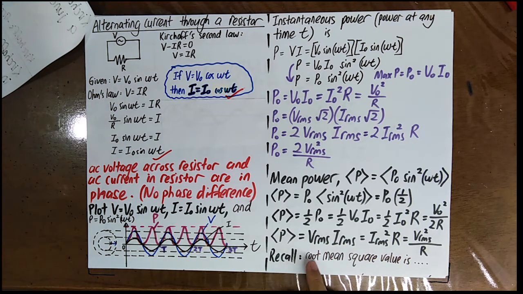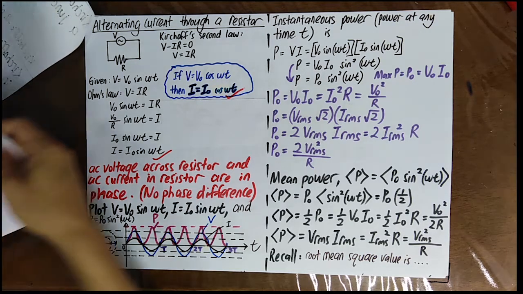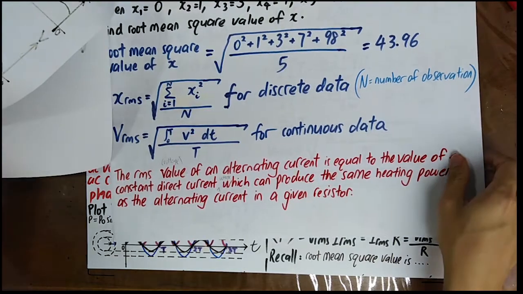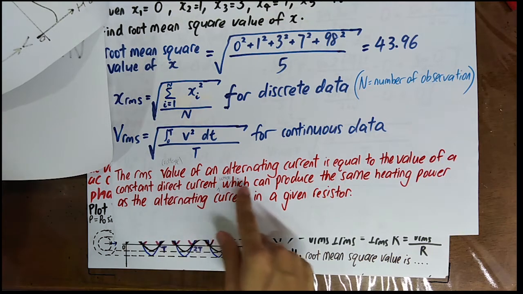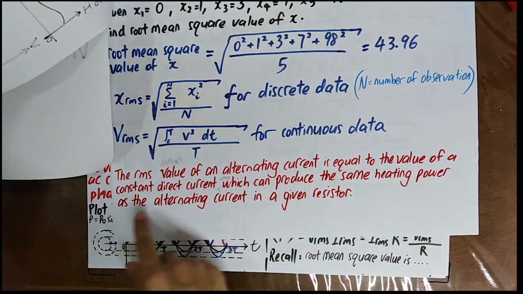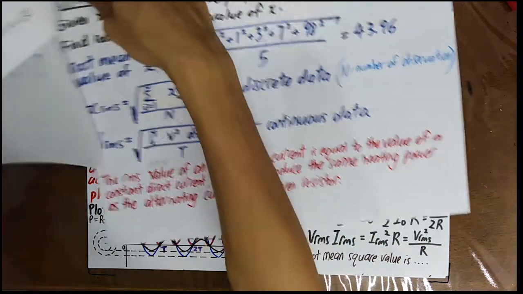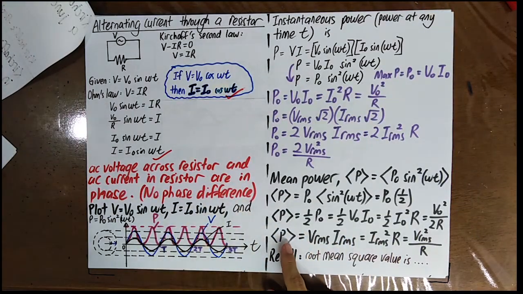You still remember the root mean square value meaning? That means the root mean square value of an alternating current is equal to the value of a constant direct current which can produce the same heating power as the alternating current in a given resistor. So, the mean value of the power is the power that will be dissipated as heat. Mean power equals Vrms Irms. So this fits the definition of the root mean square value exactly.